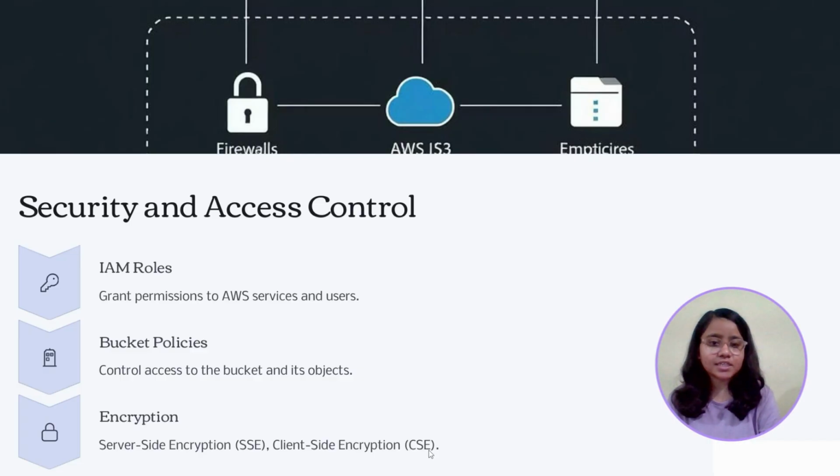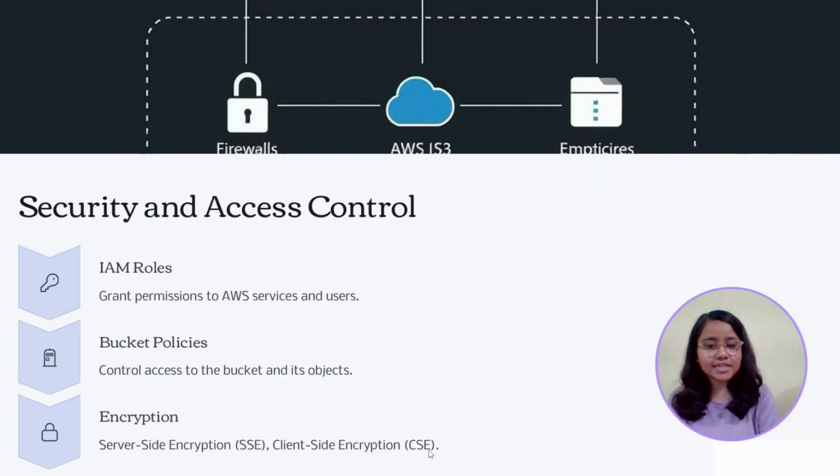ACLs, access control lists, can manage the permissions at the object level. Though this is the legacy approach and often not recommended anymore. Fourth one is encryption, which can be applied at the object level, server side, or before you upload, client side. You can also choose to use SSE for encrypting your data at rest. Fifth one, VPC endpoints. It ensures your S3 access remains private if you are operating within a virtual private cloud.